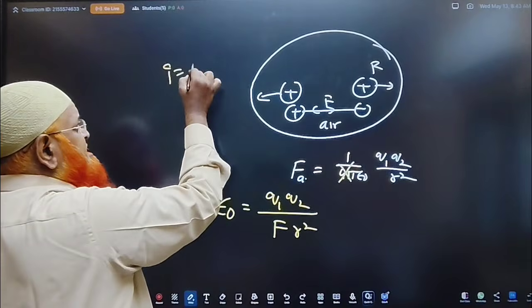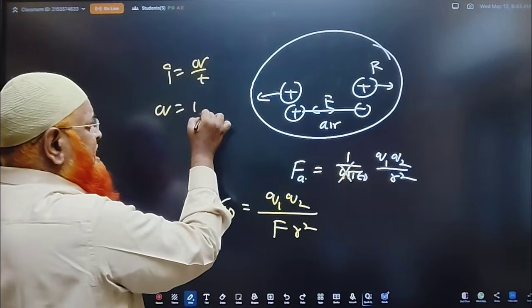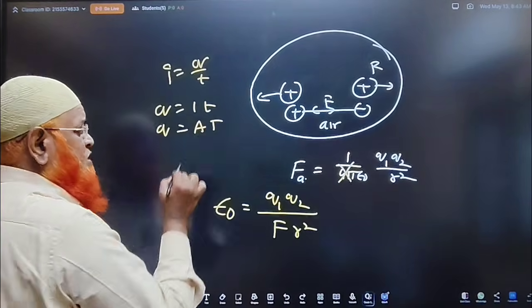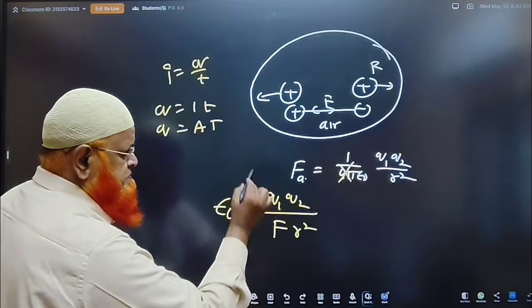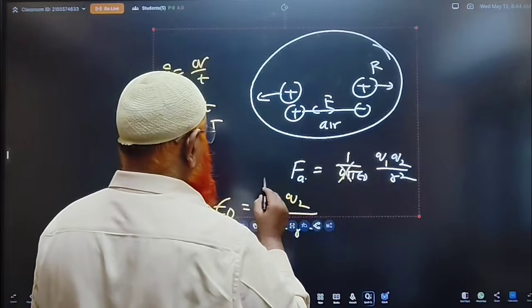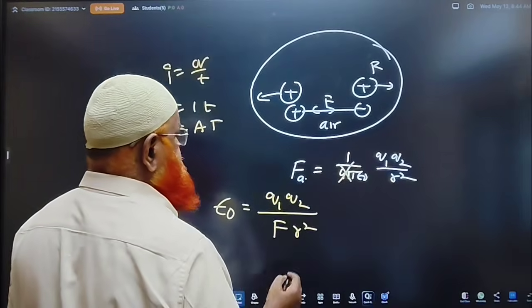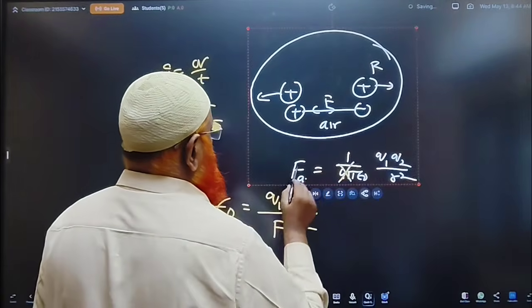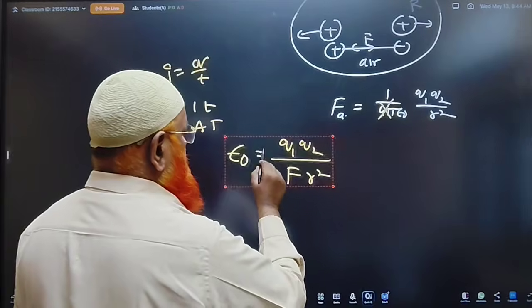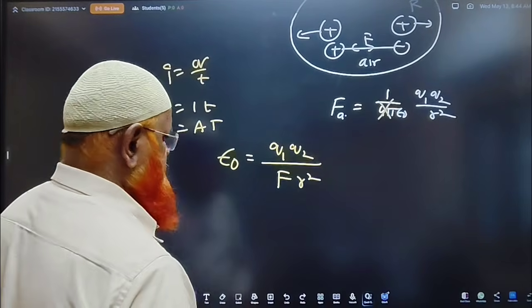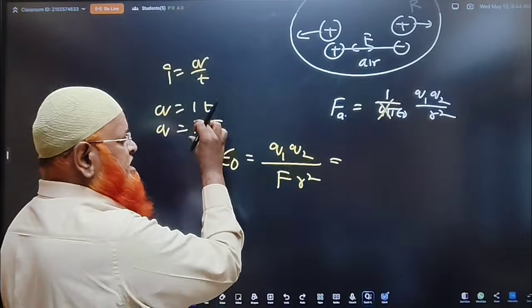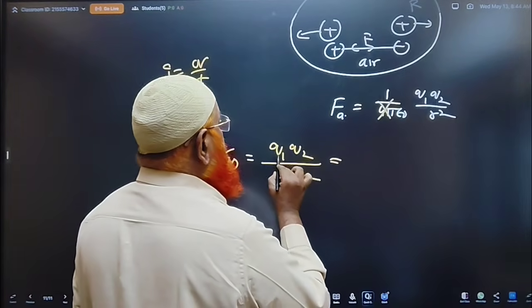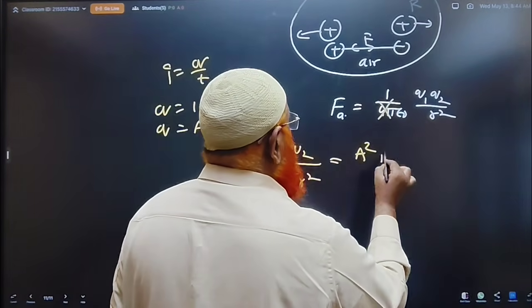I told you that I is nothing but q by t. Q is nothing but I into t. Q is nothing but A into T, the dimensional formula for charge. So epsilon naught means, what will you write? Now Q means A into T is the dimensional formula. A means ampere, so we can write A square, T square.